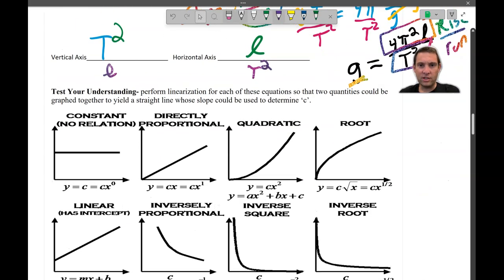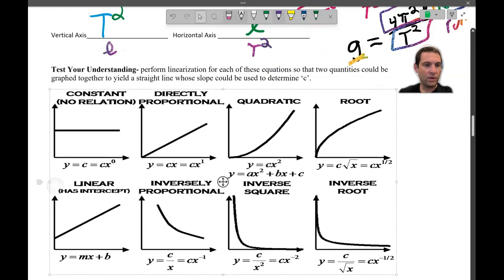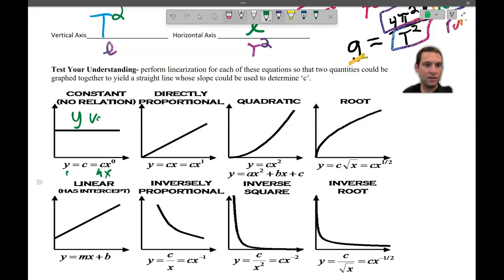Perform linearization for each of these equations so that two quantities could be graphed to yield a straight line together whose slope could be used to determine c. Okay, so we have y equals mx. So here we're going to do y versus x. What I'm doing here is I'm showing my y-axis versus my x-axis. This is how we name our graphs in physics. The y-axis is our dependent variable, and our x-axis is our independent variable, the one we change.